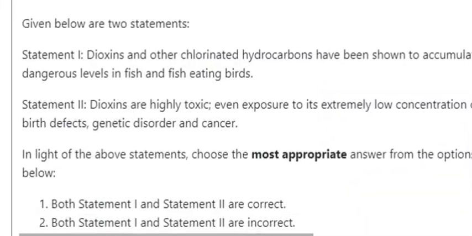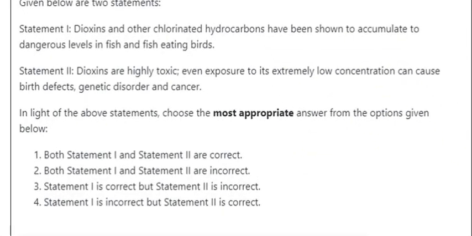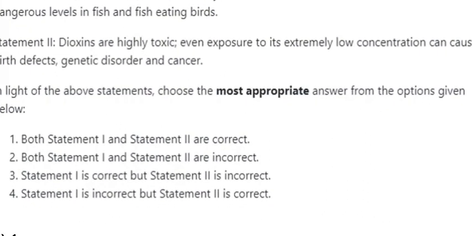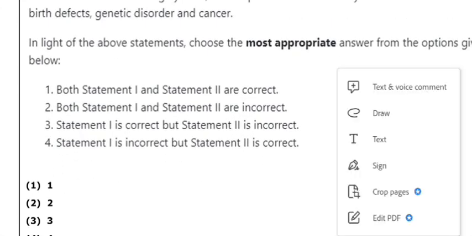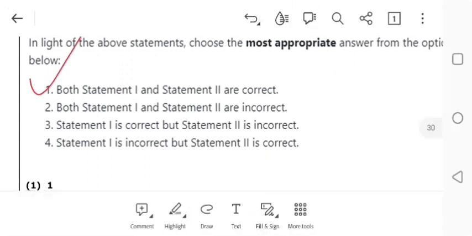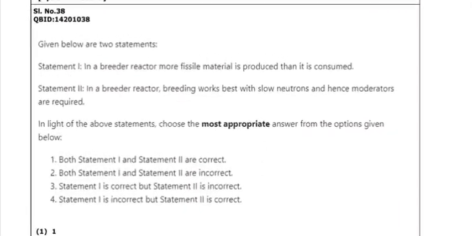Next, 37 says given below are two statements, same. Statement 1 says dioxins and other chlorinated hydrocarbons have been shown to accumulate to dangerous levels in fish and fish eating birds. Statement 2 says dioxins are highly toxic. Even exposure to its extremely low concentration can cause birth defects, genetic disorder and cancer. Now in light of the above statements, choose one. You read it from here. 37, both statement 1 and 2 are correct. That means A will be correct, option 1.